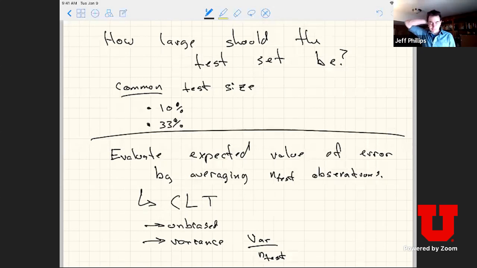So how large it should be really depends on how much accuracy you're trying to get in your estimate. Sometimes it's more important to put information into the training, so you're doing a better job training on the data. And sometimes you really care about knowing how well this is generalizing, and so you really want to get a very good estimate there at the end.